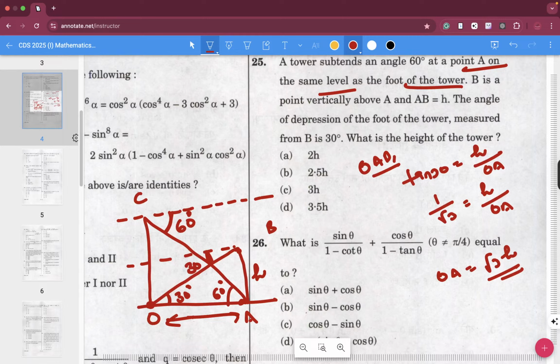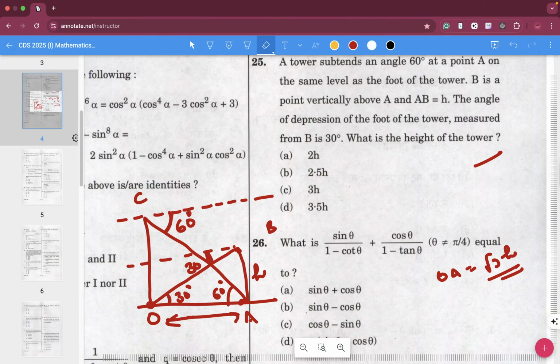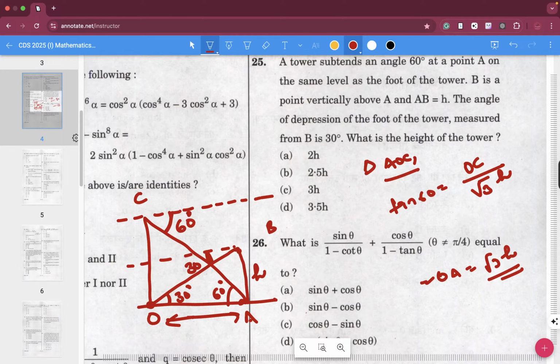Now let us keep this observation in our mind. OA is equal to root 3 into H. If I consider the triangle AOC, right? Tan 60 is equal to opposite, opposite is OC, by adjacent is OA. OA value we have just found out. OC is the height of the tower. Is that what we have to find? OC is exactly what we have to find out, folks, right?